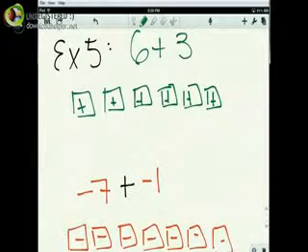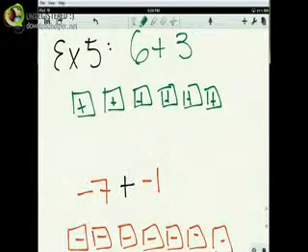Now guys, this is going to be our last example. I just wanted to show you how we would use the tiles if they're both the same. So if I'm adding 2 positives or 2 negatives, or subtracting 2 positives and 2 negatives, it's actually pretty simple when we have the same kind of tiles. So in this case, I have 6 positives.